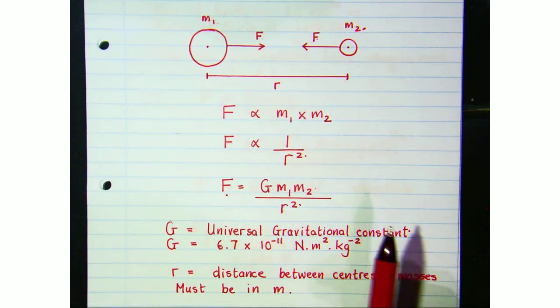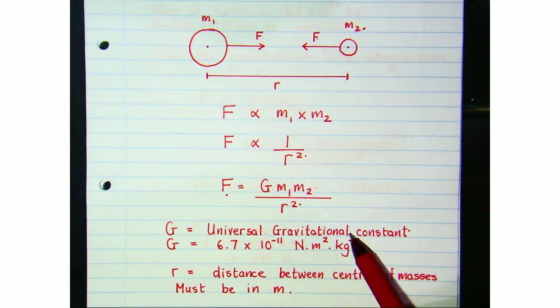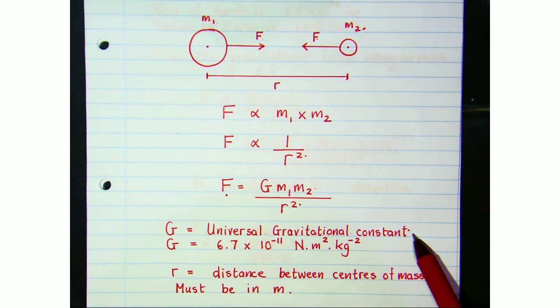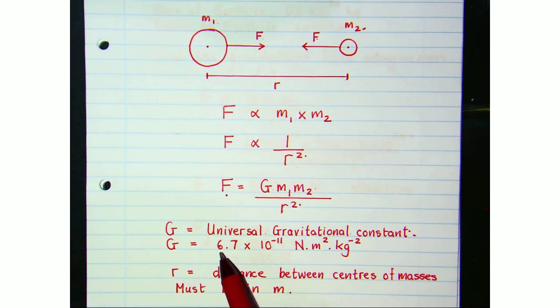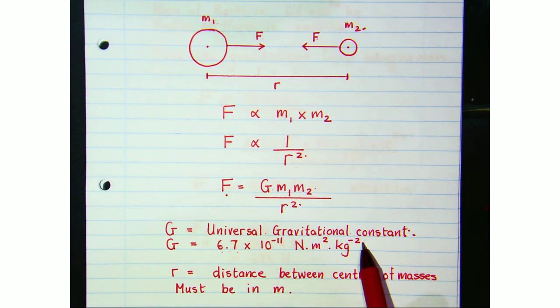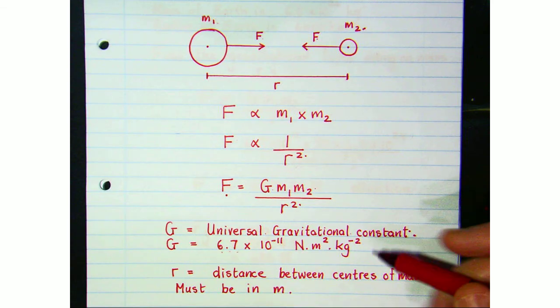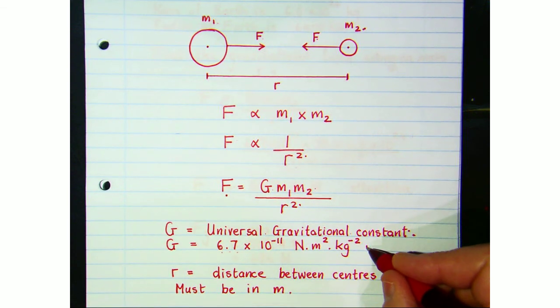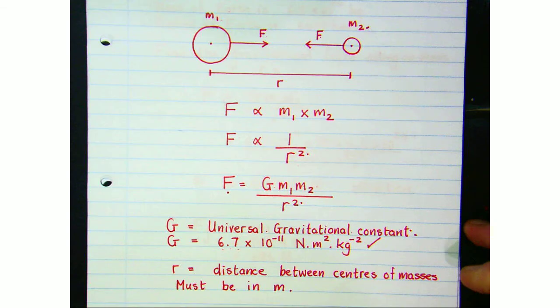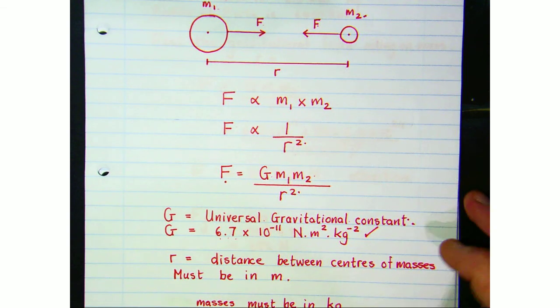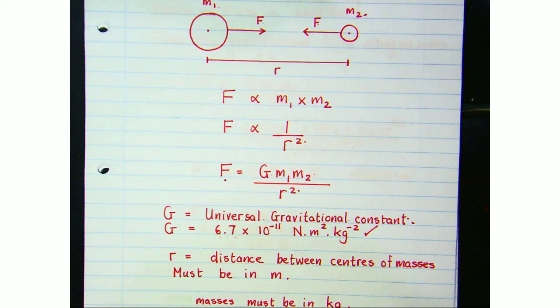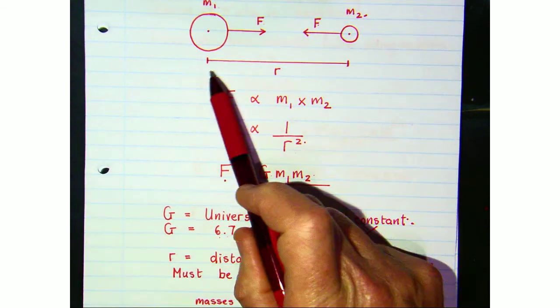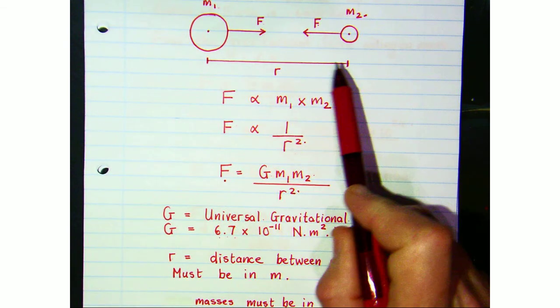Let's just talk about this universal gravitational constant. It's a constant you'll find on your data sheet. It has a value of 6.7 times 10 to the minus 11, and its units are newtons meters squared per kilogram squared. That gravitational constant is constant throughout the universe, so we can use it for any planet or any part of the universe. R was the distance between the centers of the two planets, for example.